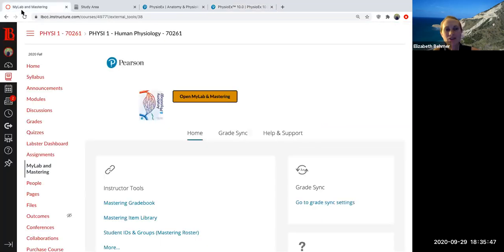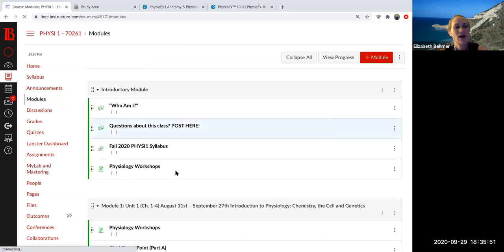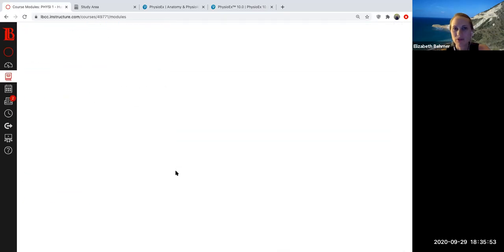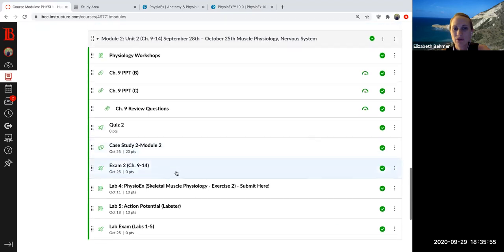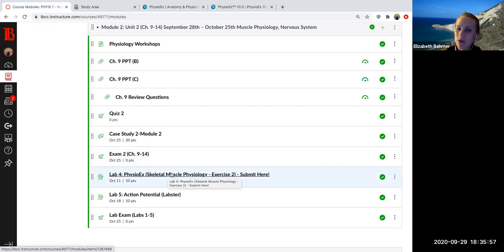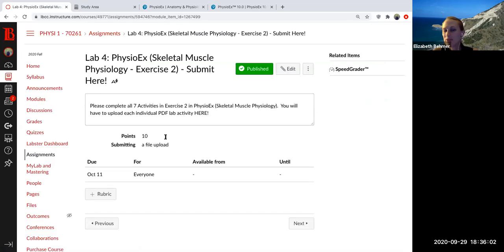So we go back to the module. I have the submission option right in the module. So right in Module 2, here is the Lab 4 PhysioEx submission option. So you'll just click on that and you'll upload your 7 PDF files to submit them. If you know of a way to convert all the PDFs into one file, you're free to do that. But otherwise, I'll just look at all 7.